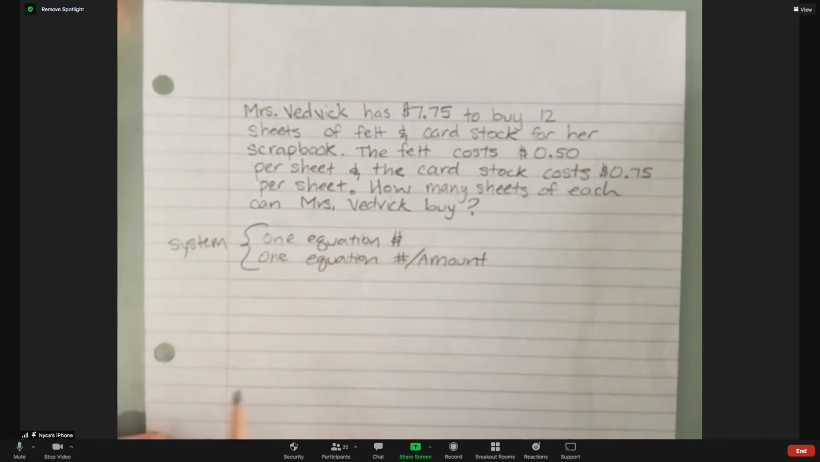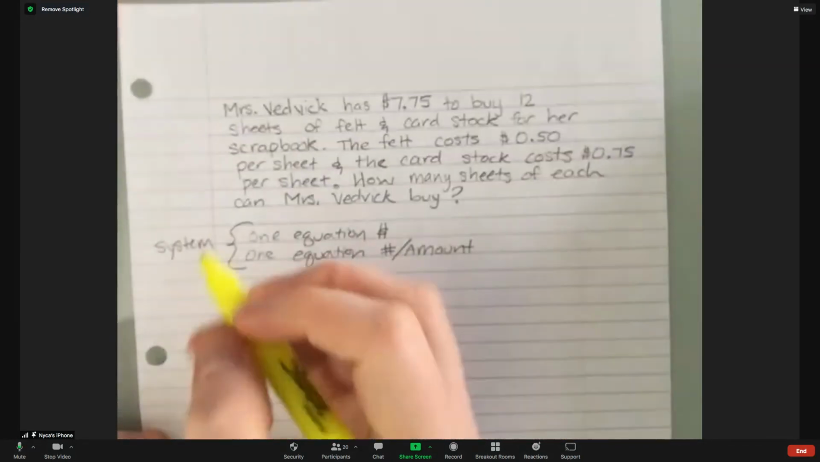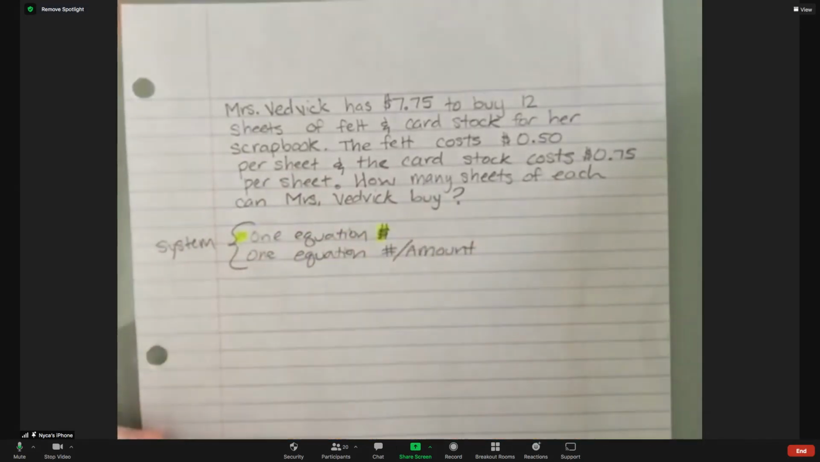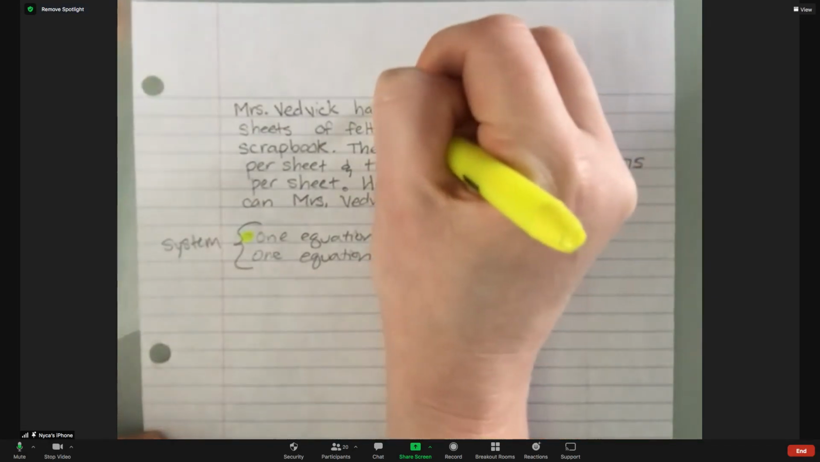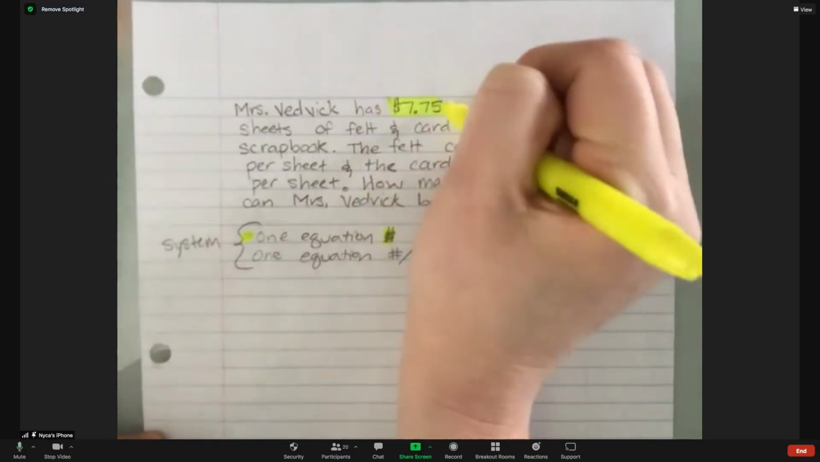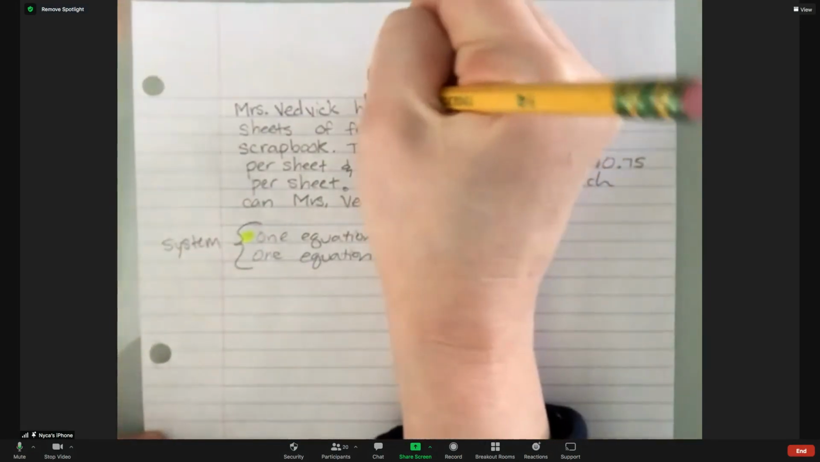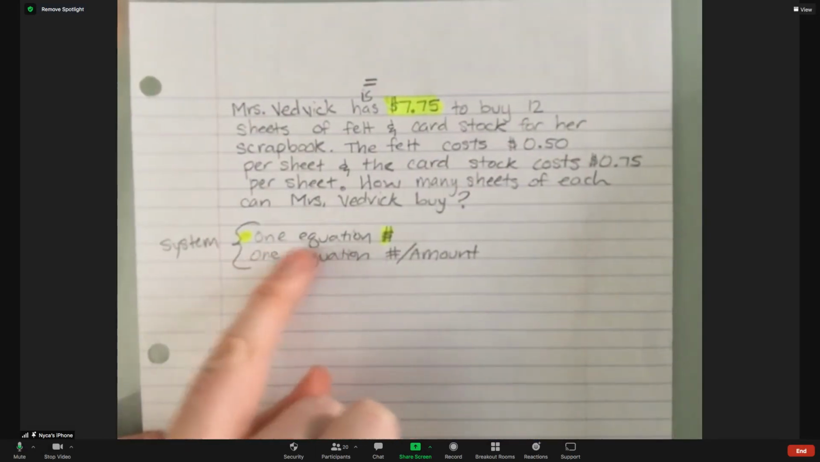The second equation will always be the one that equates to the amount purchased. So let's break this down. For my first equation, I'm going to look for which ones talk about my money. How much do I have to start? My total is $7.75. That means it has. Has is the same as is. That means that's where my equal goes. Then I need to go find out what are my X and my Y's.